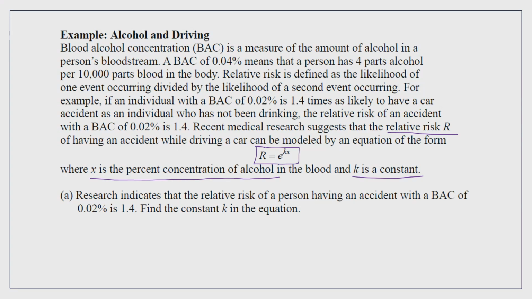So A, research indicates that the relative risk of a person having an accident with a BAC of 0.02% is 1.4. Find the constant K in the equation. So let's identify what we know. Well, we know our percent concentration, which is X, and that is 0.02 because it's a percent concentration. We know R is our relative risk, and that is 1.4. And we are asked to find K.